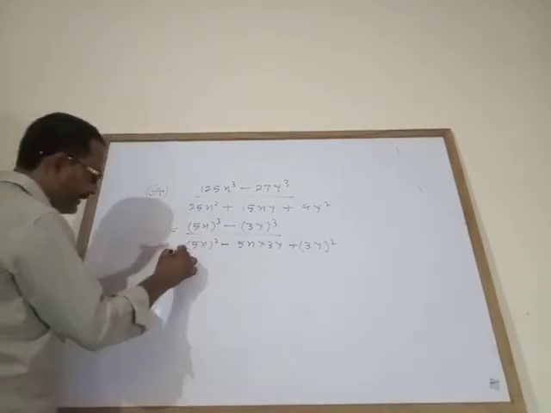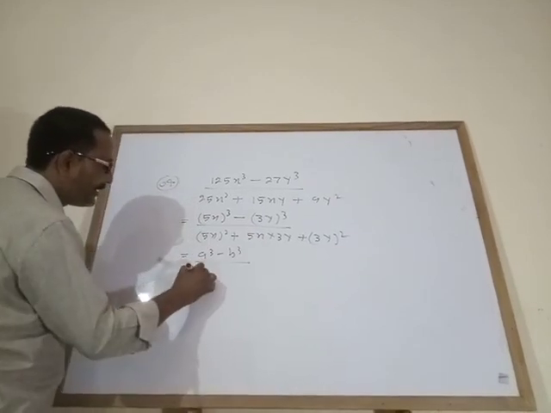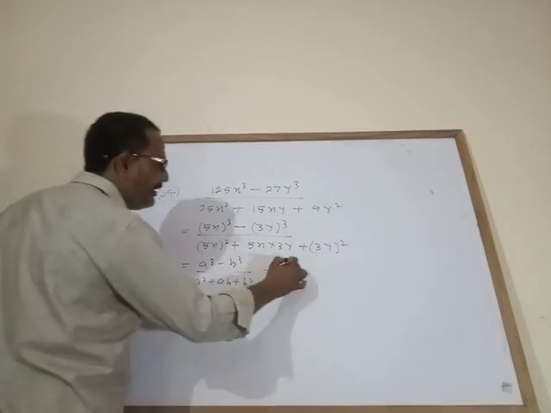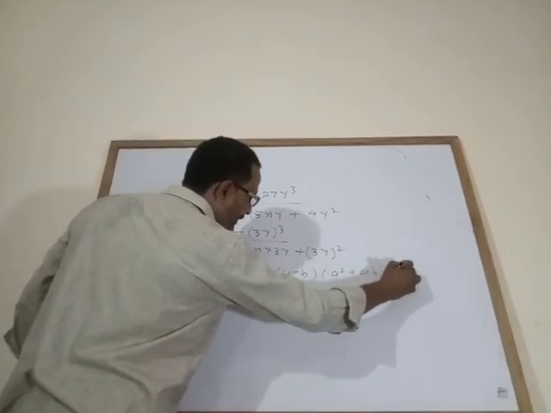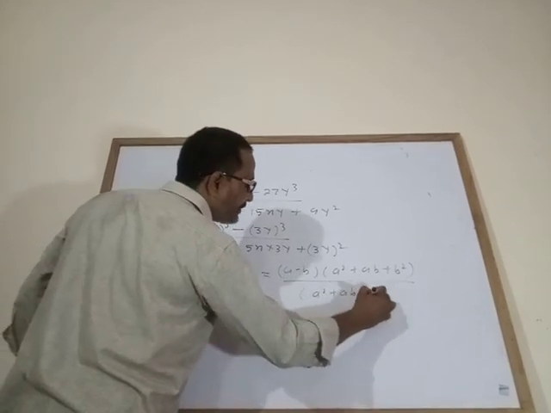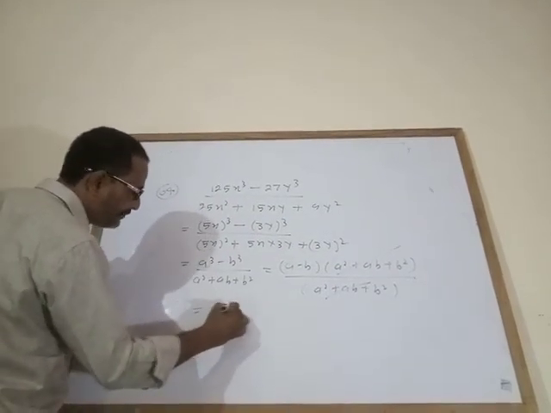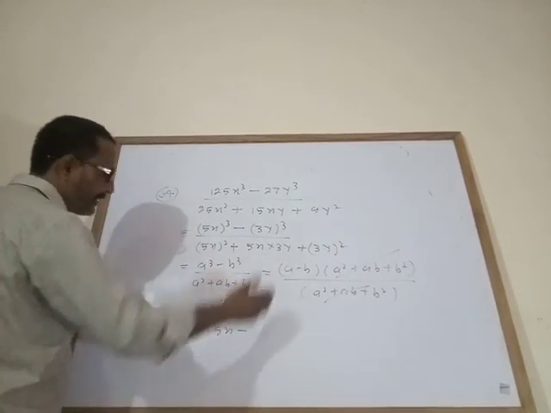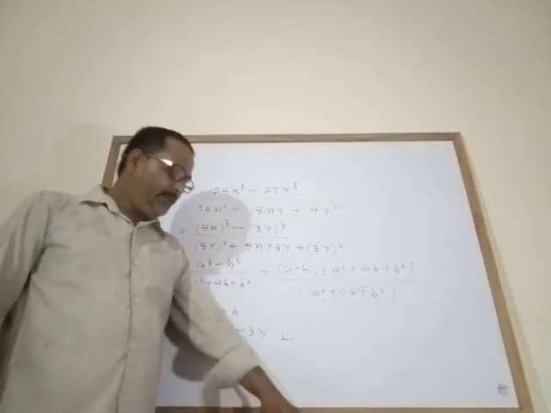Again you see this is in the form of a cube minus b cube upon a square plus ab plus b square. Now expand this formula: a minus b into a square plus ab plus b square. Now in the denominator a square plus ab plus b square, this term cancels. Here remaining is a minus b, where a is the value of the first term 5x and b is the value of the second term 3y. This is your solution.